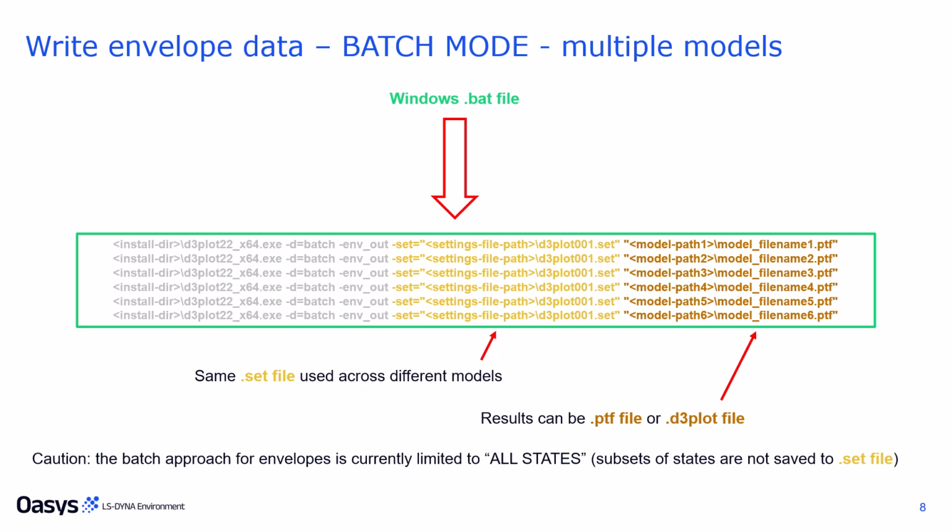Note that results can be in either PTF or D3PLOT file format. Users can double-click on this batch file in a Windows environment to run these commands. Please be aware of one current limitation with this batch approach, whereby it will always envelope across all states because subsets of states are currently not saved to the settings file.